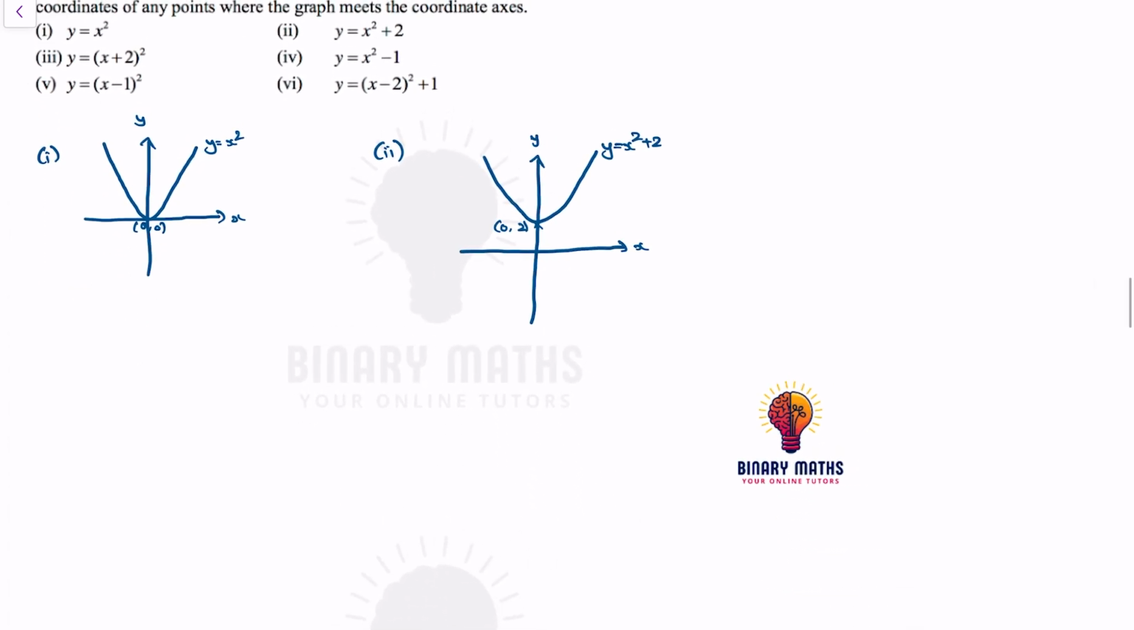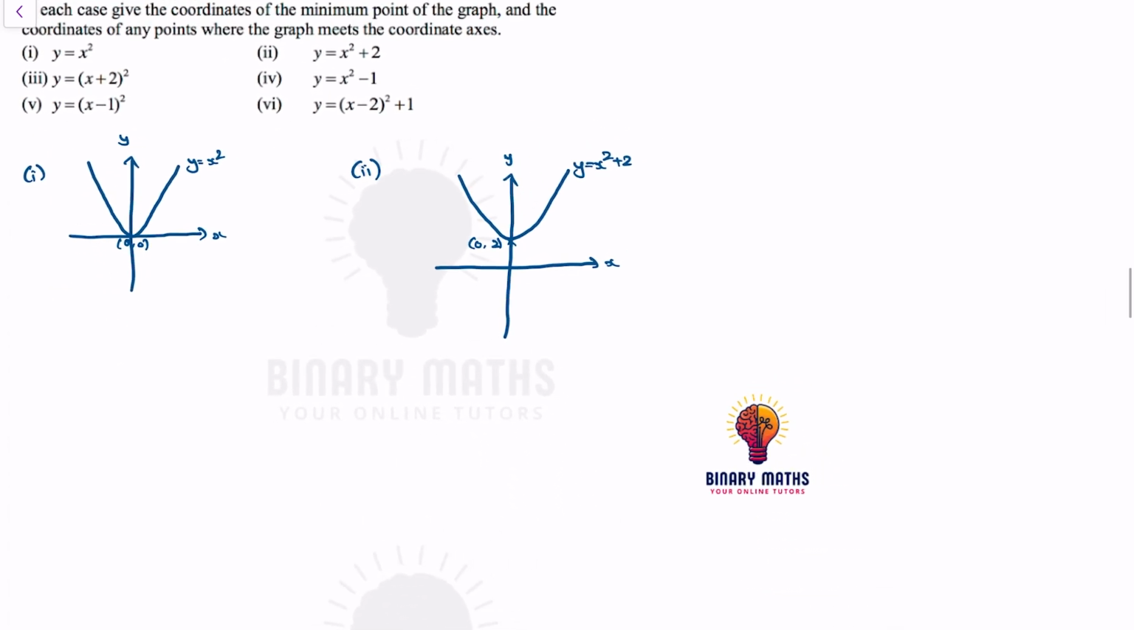The next one is y is equal to x plus 2 squared. So this is a translation. It's inside the bracket, so it's the x that's affected. So it's going to be the opposite, which is minus 2, 0. Translation by minus 2, 0.